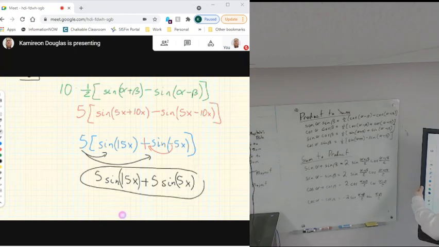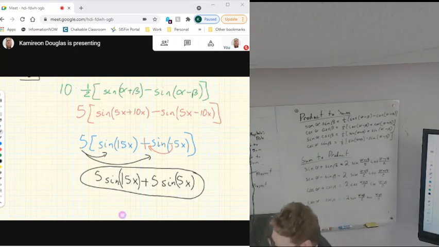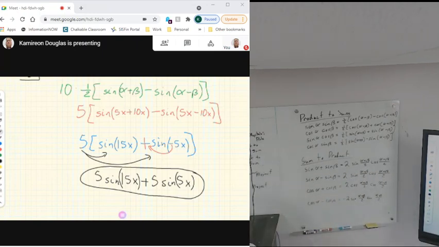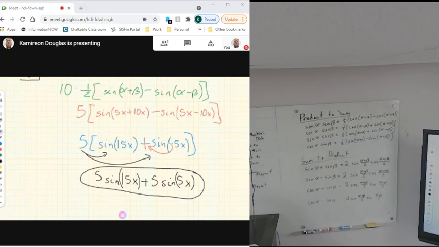This is a sum because I have addition between my two pieces. Therefore, I've met the criteria of the problem. This problem is done. Now, from the beginning, Brian, I believe, recommended we use the bottom formula. That was not the only option we had in this problem. I want to go back to the beginning.